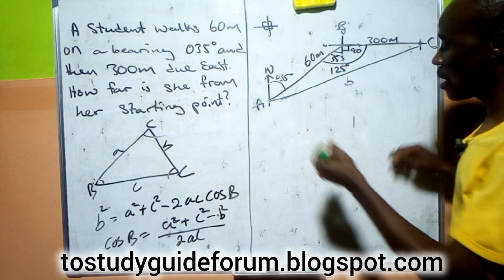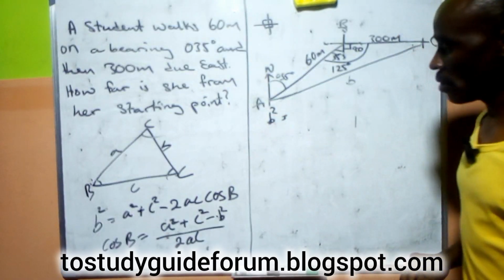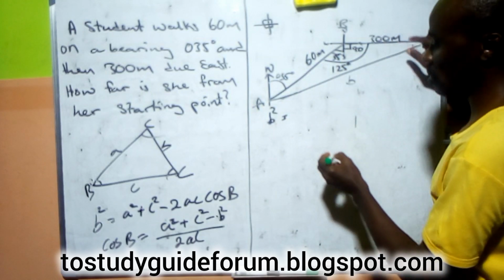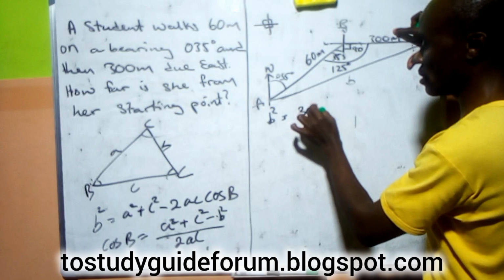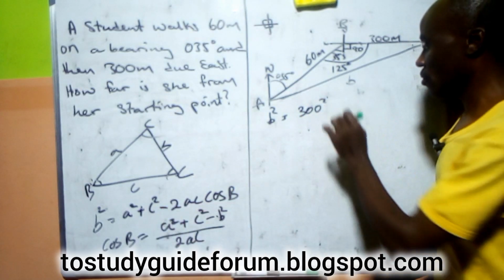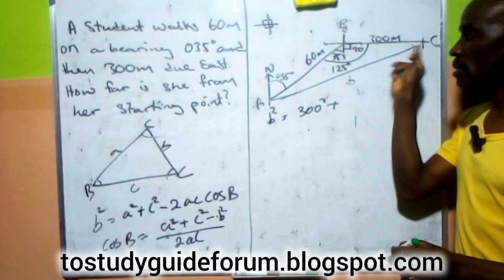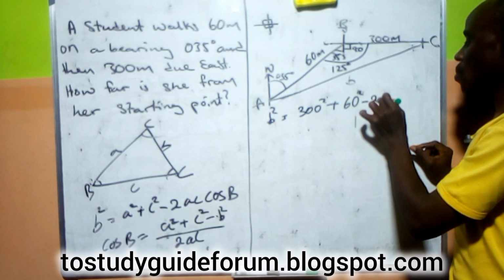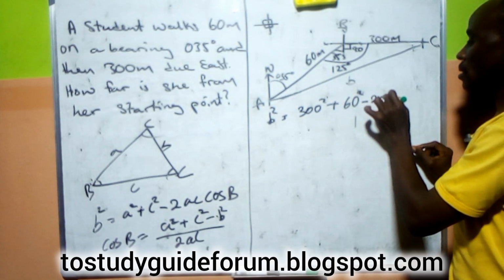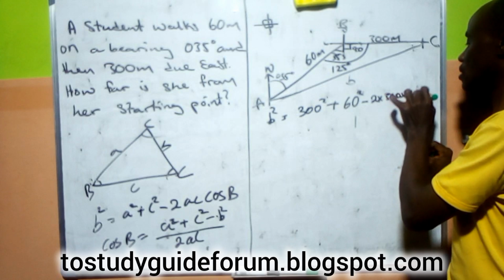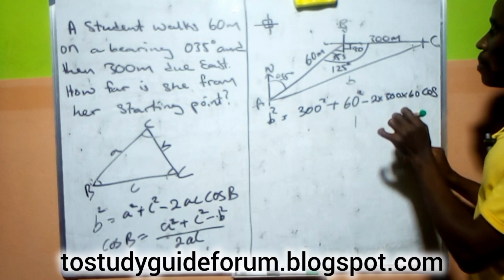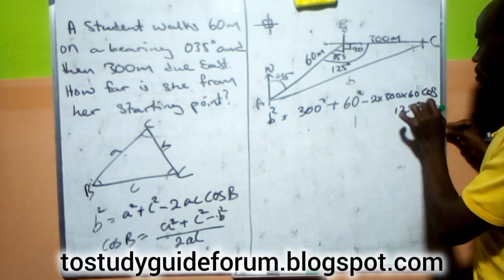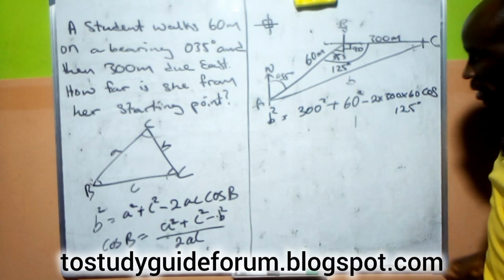Our b is this one. We have b squared equals a squared, which is 300 squared, plus c squared, this is our c, 60 squared, minus 2 times 300 times 60 times cos B, which is 125 degrees.